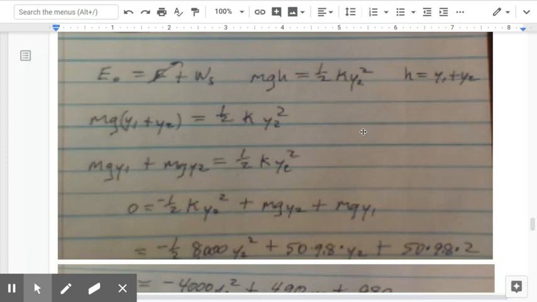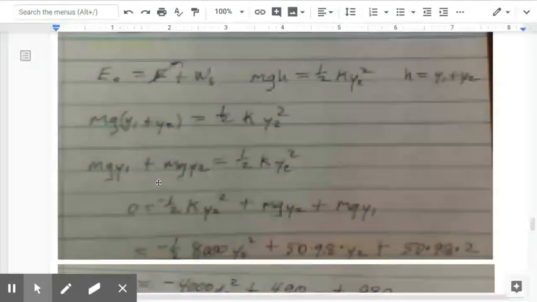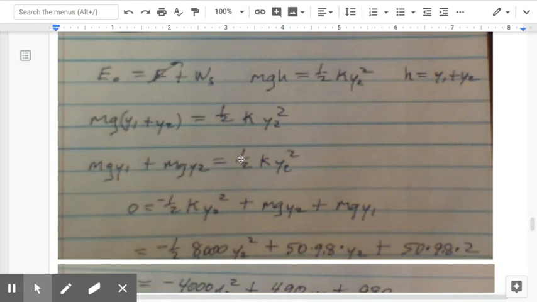So then, expanding our equation and putting this in for h, we see this as our equation. It's just the same equation with the y1 plus y2. Then I'm going to multiply mg into all of that, and then subtract the 1/2 ky2 squared from both sides. I end up with this quadratic equation right here.